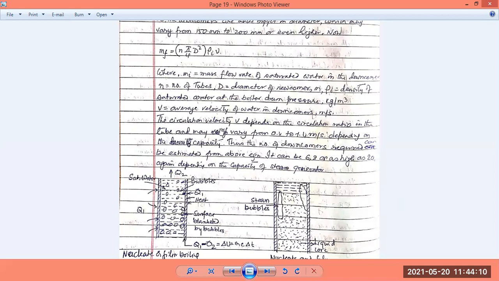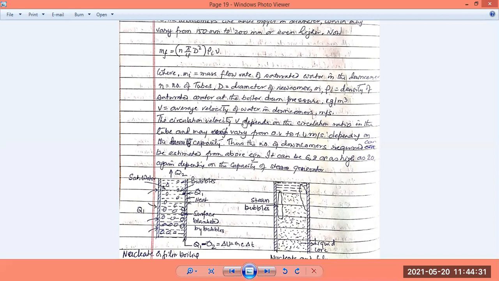Now, the circulation velocity depends on the circulation ratio in the tube and may vary from 0.4 to 1.5 meter per second, depending on the capacity. Thus, the number of downcomers required can be estimated from the above equation.